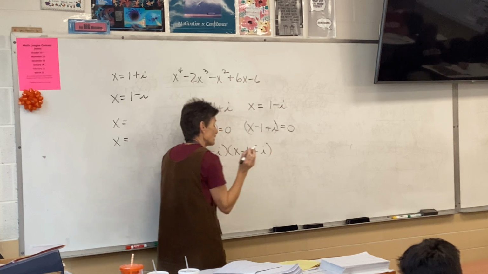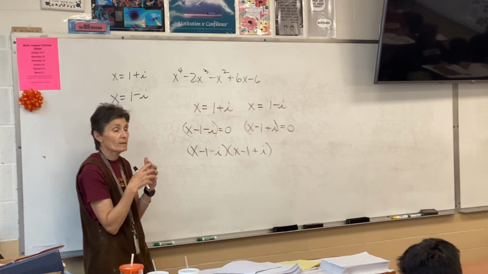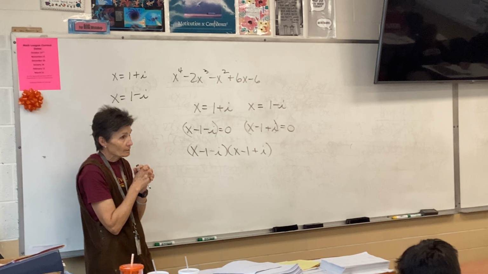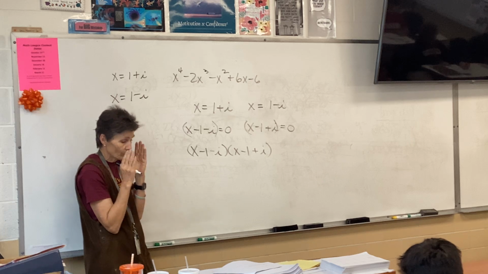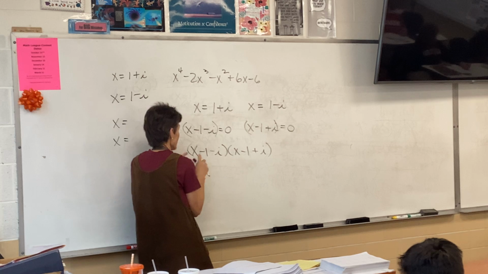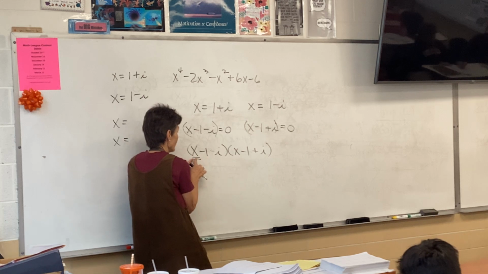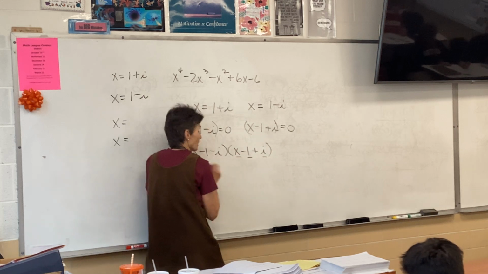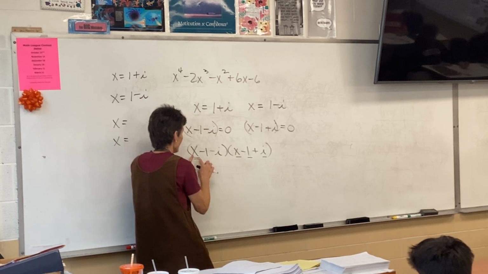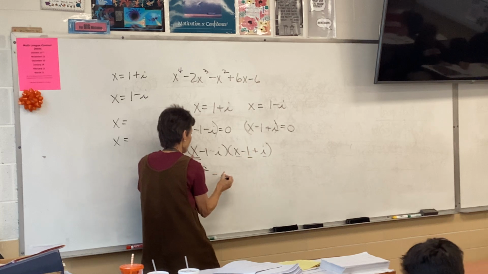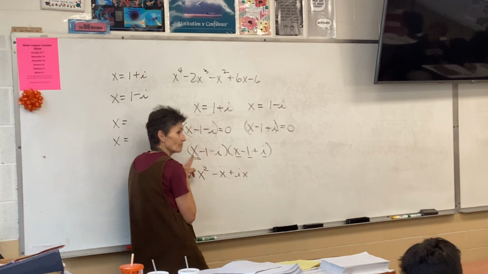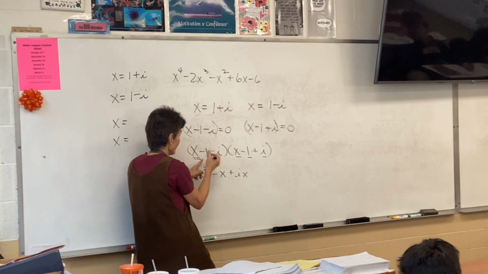Before you start freaking out, this is just going to be a big FOIL. So, one term at a time, here we go. My own personal preference is I like to take this guy right here times all 3 of those. So x times x, x times -1, and x times i. Let me distribute.